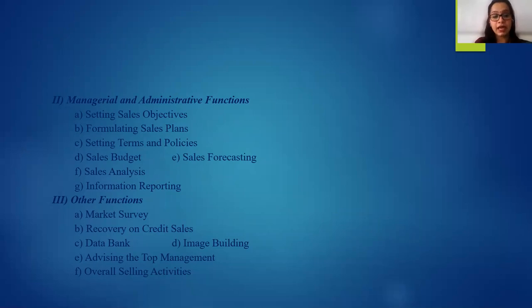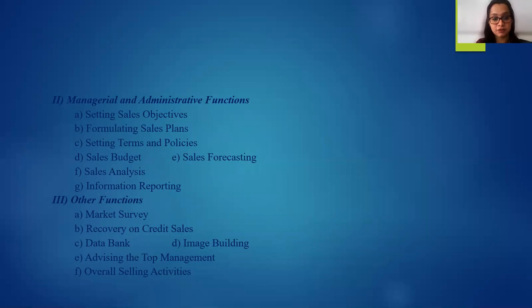Setting sales objectives, he is the one who is going to set these objectives for the company. Formulating sales plans is planning in advance what has to be done and how it has to be done. Setting terms and policies, the sales manager tries to understand what terms and policies are required. Sales budget, there is always a budget, an estimated amount of funds required to complete projects 1, 2, and 3. So you're going to plan the budget involved in the sales.